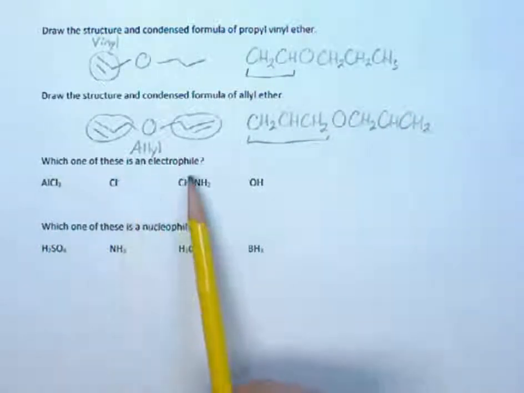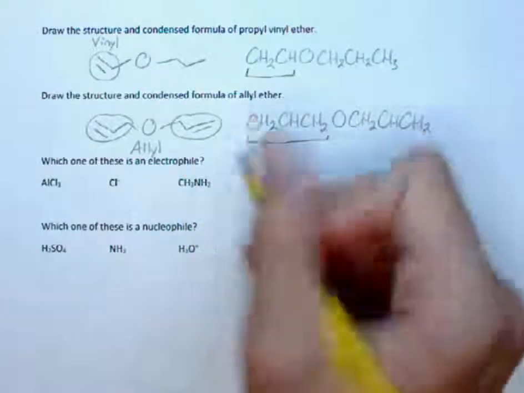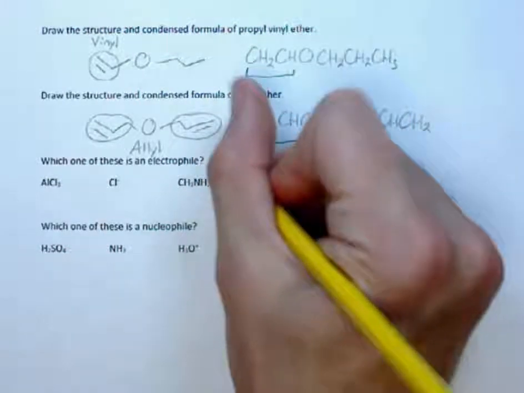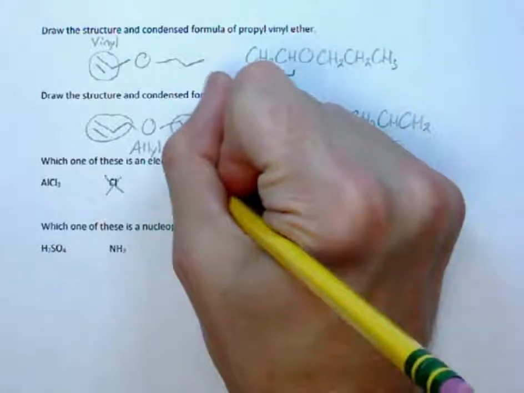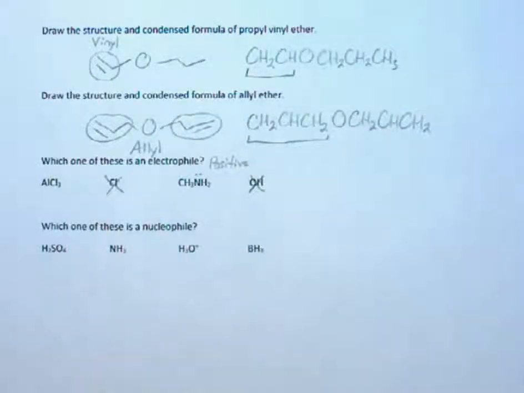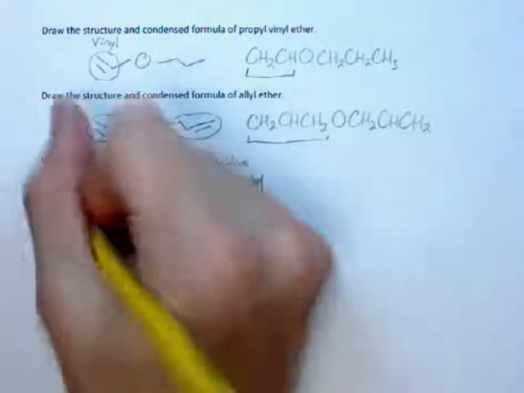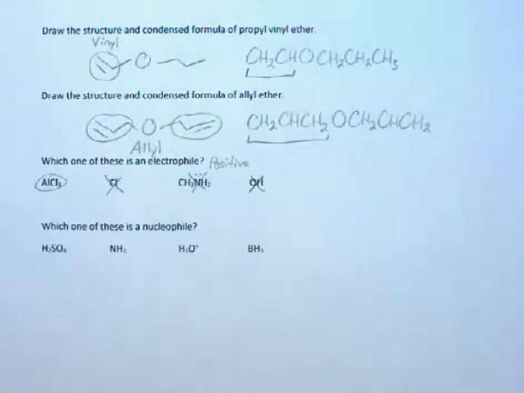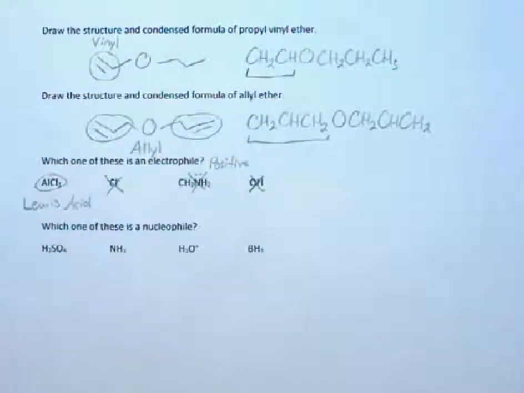Which of these is an electrophile? So an electrophile is generally going to be anything that is positive. That means we can eliminate the chlorine ion and the hydroxide. With CH3NH2, we have a lone pair, and we know this is a base, so it is not going to act as an electrophile. So the correct answer is AlCl3. And if you recall, AlCl3 is a Lewis acid.